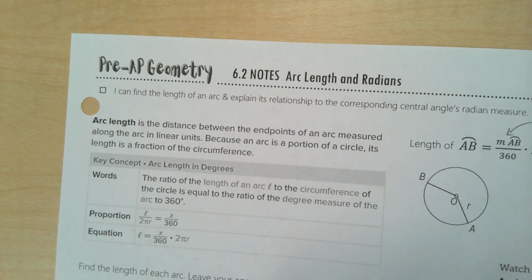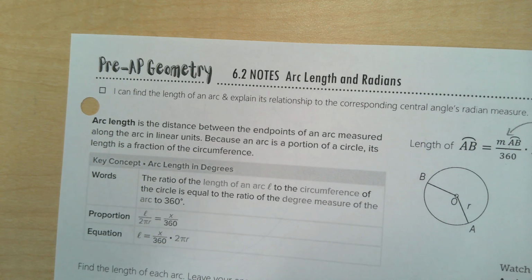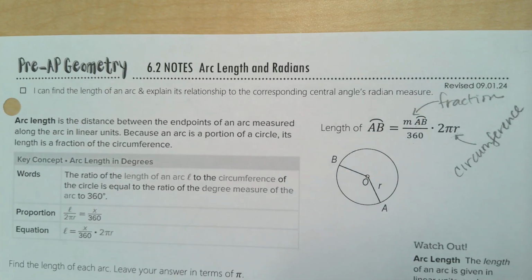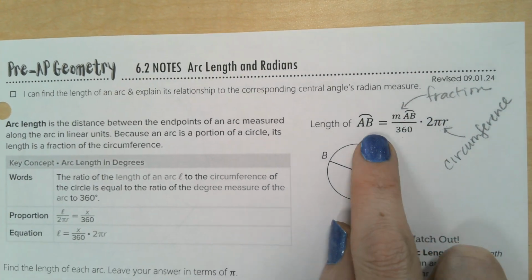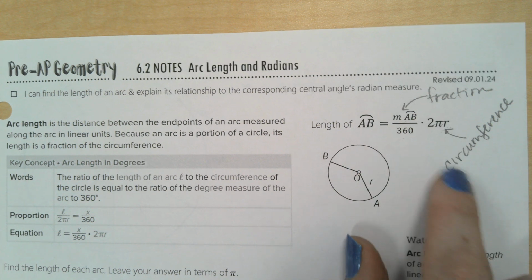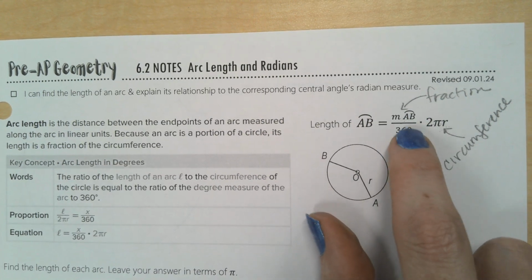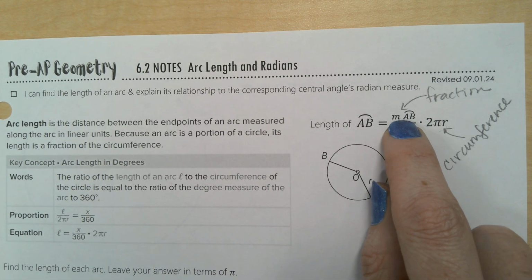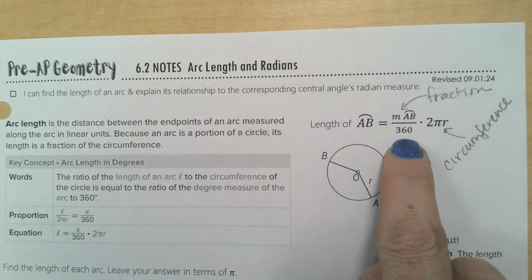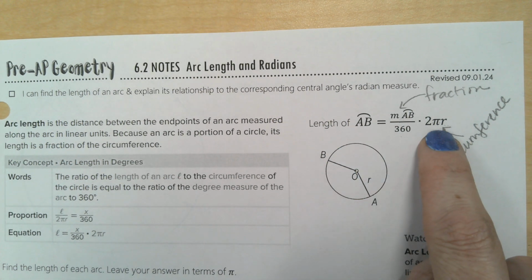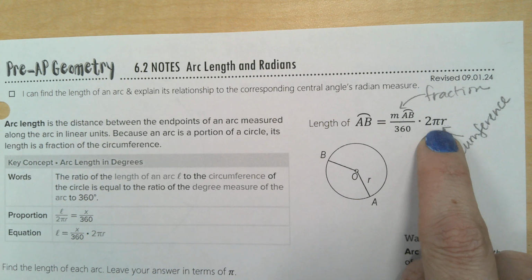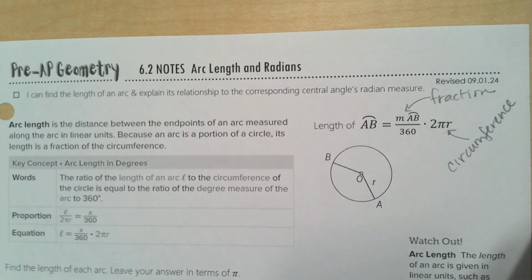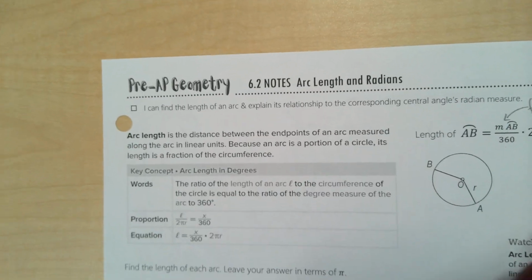So again, arc length, radians to degrees radians. We are starting with arc length. And arc length is going to be a fraction of the circumference. So this part is your fraction measurement, which is your degree, divided by 360, because that's the full circle, times the circumference.